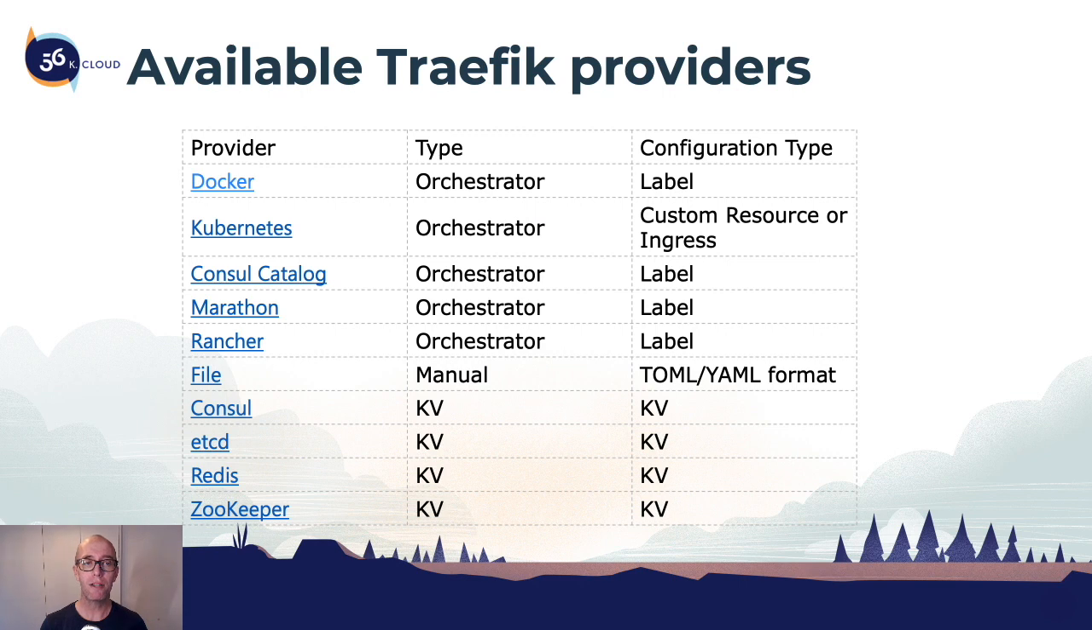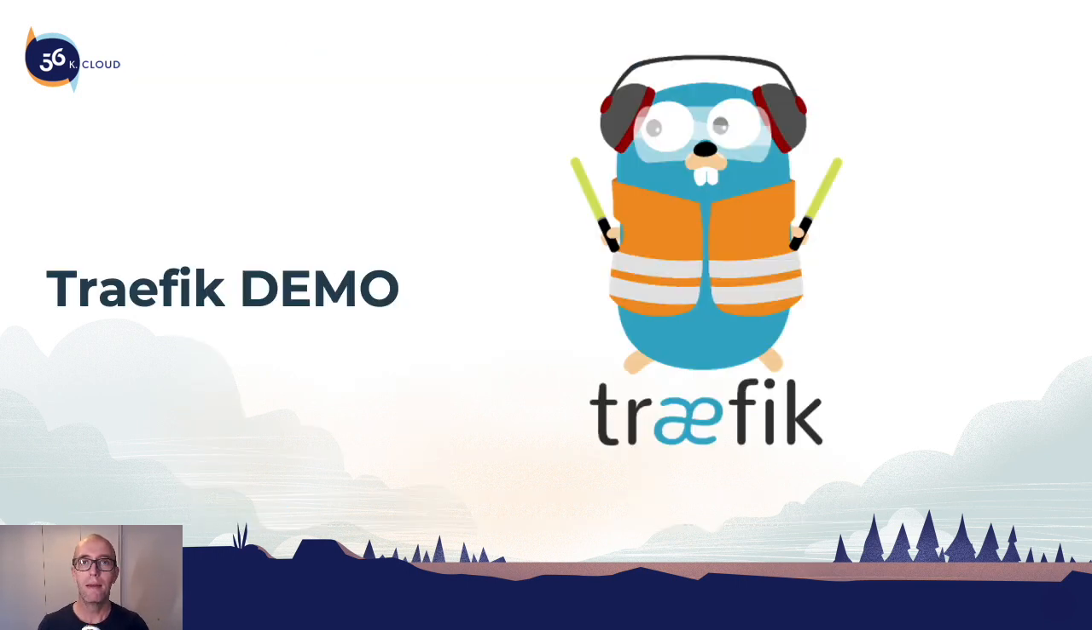Available providers, you can see Docker, Kubernetes. I mean, there's a huge list of providers. Actually, not on this list is Amazon's AWS ECS, which is now new in 2.3. And that's brand new. So now we can actually have Traefik running in front of ECS, which is quite cool.